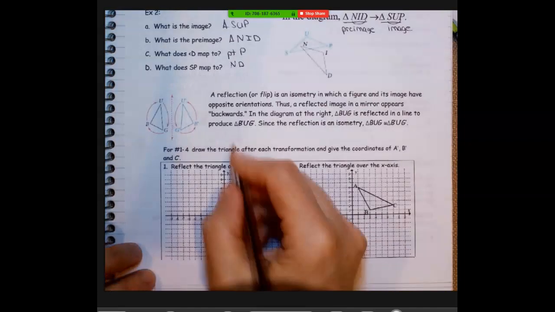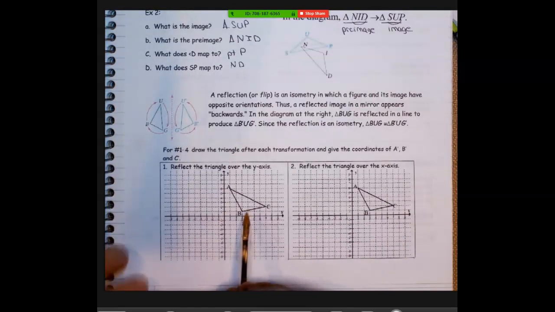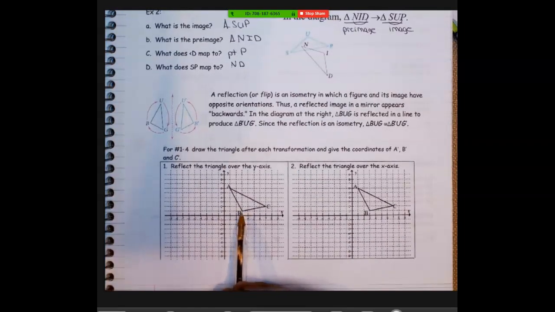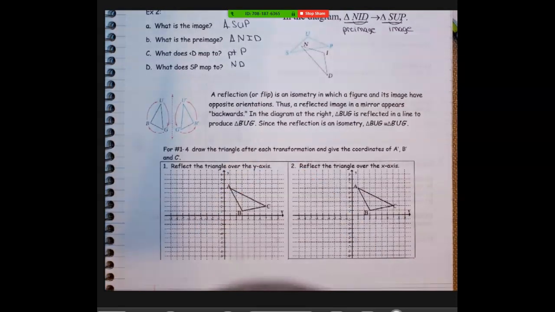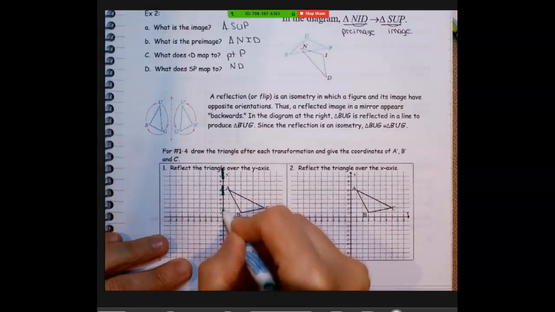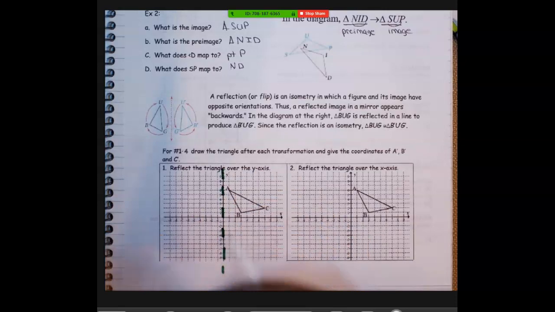So the first thing they want us to do is reflect it over the y-axis. So here's your y-axis. And again, we want it the same shape and size. The other key thing is we're going to make sure it's the same distance from that axis as well. I'm going to pause and grab a marker real quick. So here is that y-axis, and I need to take those points and reflect it across.